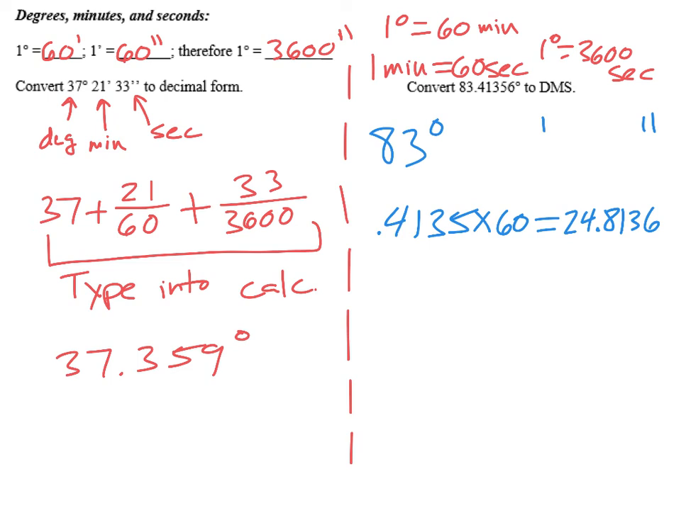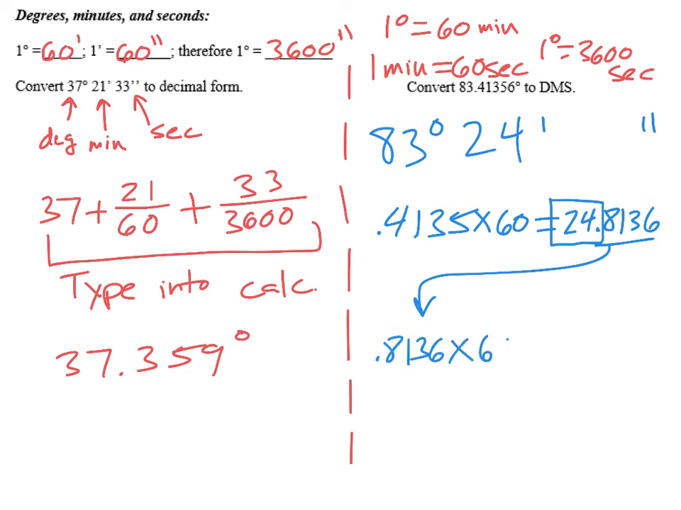Okay, the number we really need is right there. That means we have 24 minutes. The decimal that's left over needs to come down here, 0.8136. We have to multiply that by 60 again. And we get 48.816, 48 seconds. 83 degrees, 24 minutes, 48 seconds, okay?